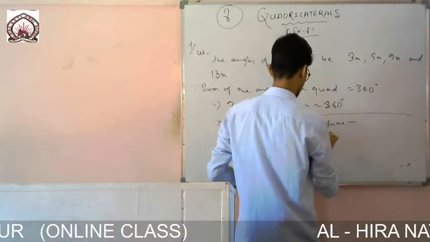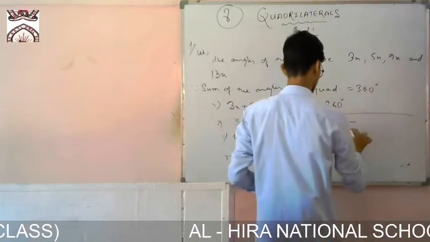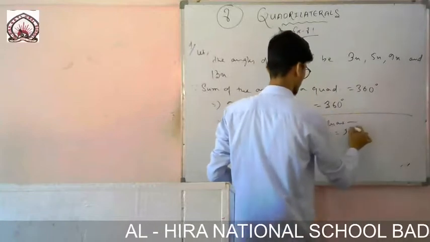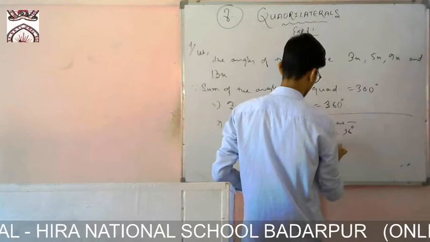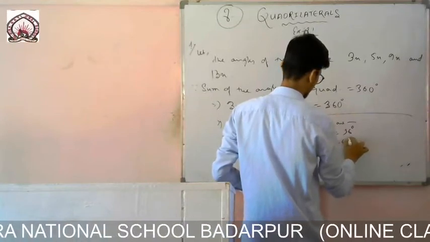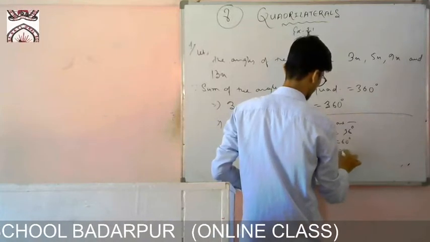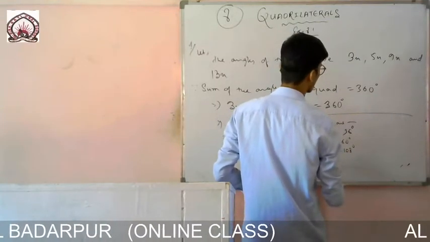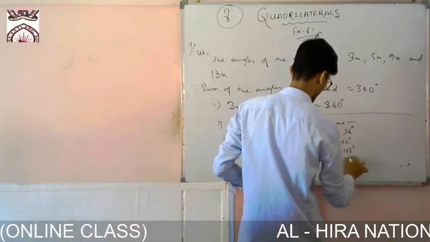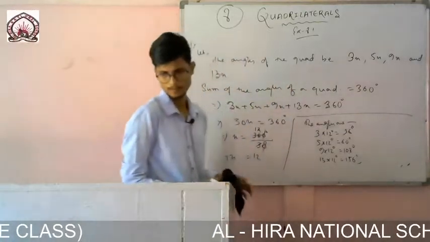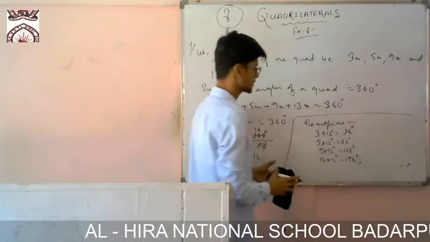first one it is 3x, that means 3 into 12, 36, okay, 36 degree. Then next one it is 5x, 5 into 12, 60. Then 9x, 9 into 12, 108. Then 13x, 156. Okay, so these are the measures of every angle.